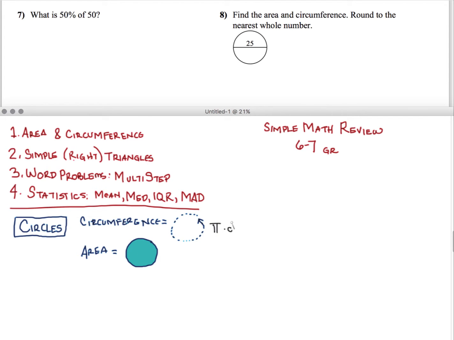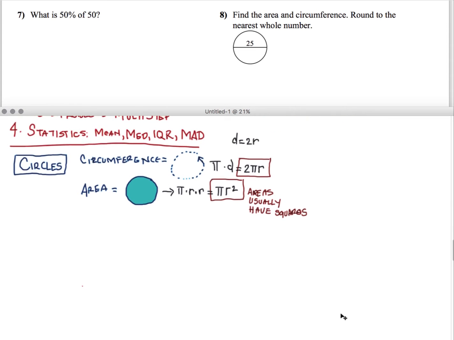For the circumference, it's just pi times the diameter, whereas the area is pi times r times r. The diameter is just twice the radius, so we usually stick to radii: circumference is 2 pi r, and area is pi r squared, which should make sense if you think about it. If you don't know which is which, just remember areas usually have some sort of squared component. Pi r squared must be an area; 2 pi r, circumference. Do this enough and you will never forget, so you really shouldn't have to memorize.